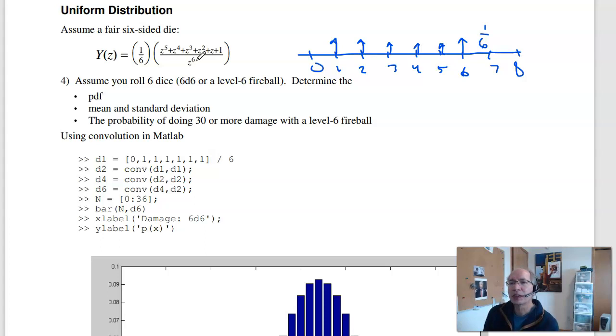Suppose you roll 6 dice and take the sum. Or if you're a D&D fan, that'd be casting a level 6 fireball. Determine the PDF, the mean and standard deviation, and the probability of doing 30 or more damage with a level 6 fireball.